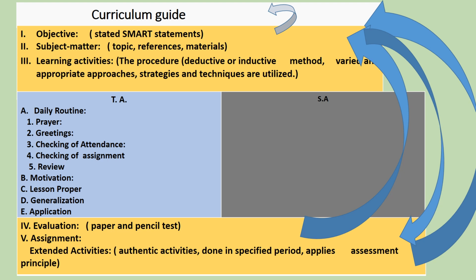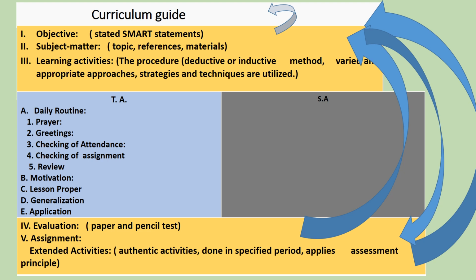We have these general parts of the traditional lesson plan, specifically in the detailed lesson plan format, starting with the objective, subject matter, learning activities, and under that, the teacher and the student activities. We have the daily routine, motivation, lesson proper, generalization, and application. And then we also have the evaluation and the assignment. And it could also be extended activities if you are referring to the many other topics that have been discussed, for example, for a week.